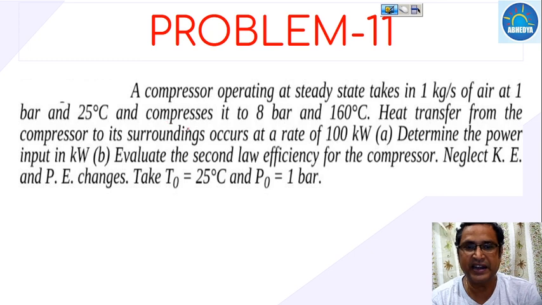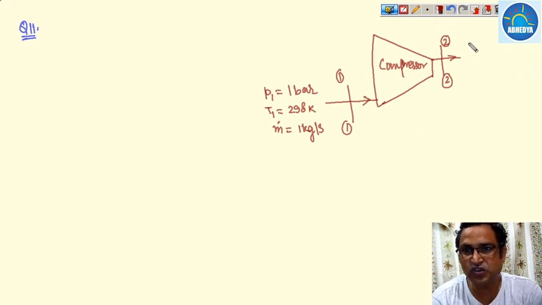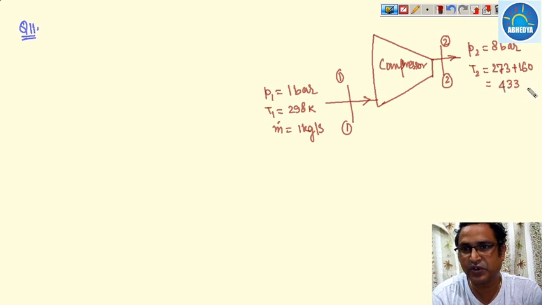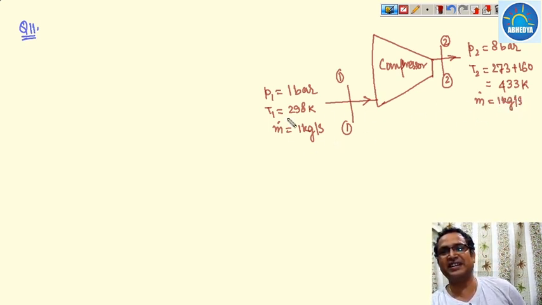Now the compressor compresses the air to 8 bar and 160 degrees centigrade. So here the pressure is 8 bar and temperature is 160 degrees centigrade, that is 273 plus 160, which comes out to be 433 Kelvin. And of course the mass flow rate will be the same, 1 kilogram per second, because under the steady state condition whatever amount of mass is coming into the system is going outside the system. So mass flow rate is continuously the same.